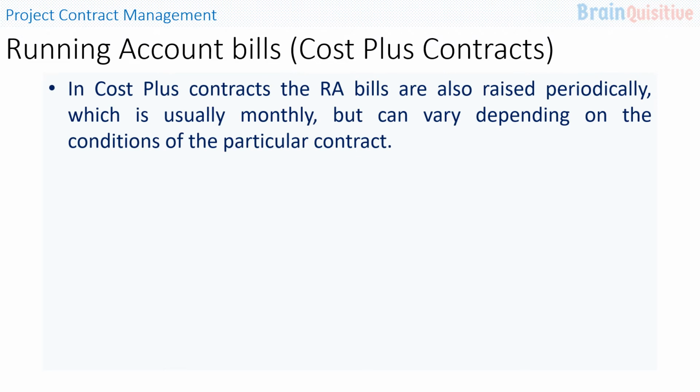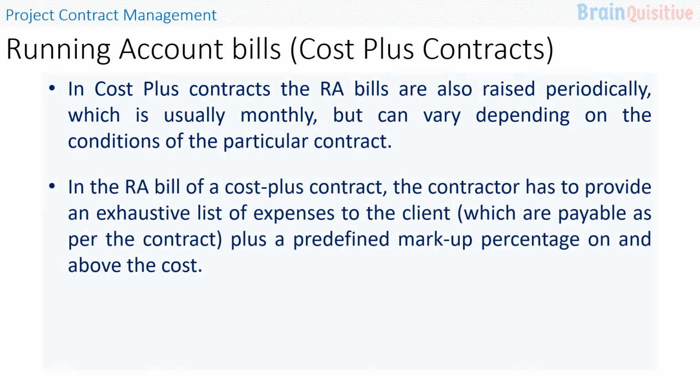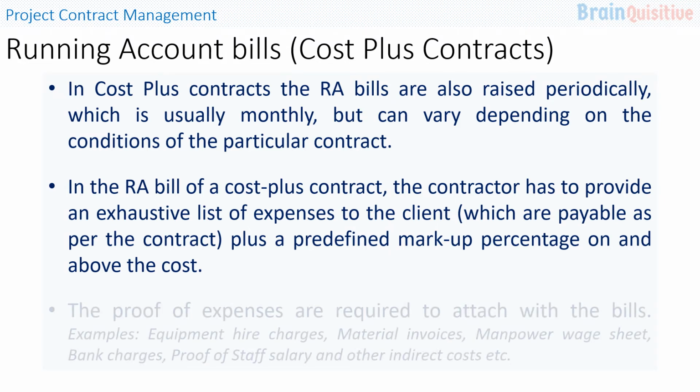In cost plus contracts, the RA bills are also raised periodically, which is usually monthly, but can vary depending on the conditions of the particular contract. In the RA bills of a cost plus project, the contractor has to provide an exhaustive list of the expenses made by the contractor to the client which are payable as per the contract, plus a predefined markup percentage on and above the cost, which is the profit margin of the contractor.